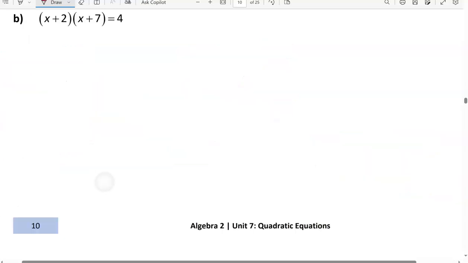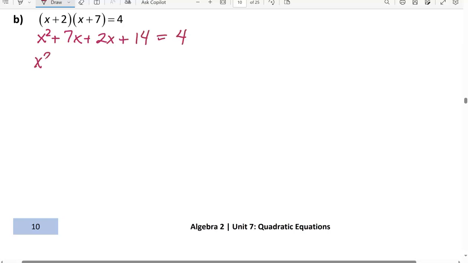In B, we have another quadratic equation, but it's not in standard form. So let's multiply the two binomials together. So x squared plus 7x plus 2x plus 14 is equal to 4. And then we're going to move it into standard form by combining like terms and then subtracting 4, which will give us x squared plus 9x plus 10 is equal to 0. Next, we can plug into the quadratic formula.